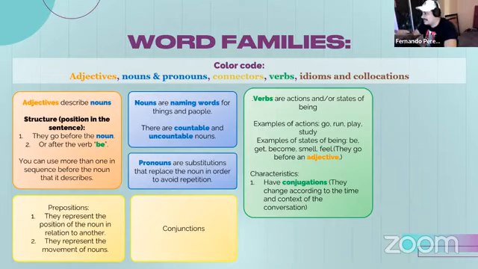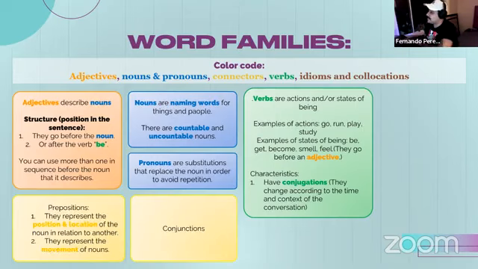So some of them represent the position, the location. Let's collocate position or location. And others represent, you cannot see that, let's use this one. Position and location of the noun, while others represent the movement of nouns, right? I'm going to collocate prepositions in this place.